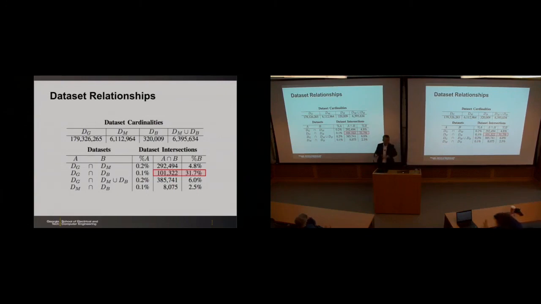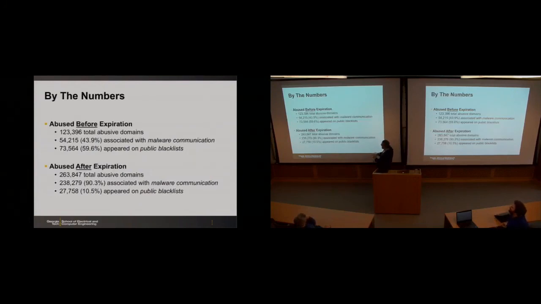And I'm almost out of time. Yes. And that's what we try to study in this paper. And because I'm running out of time, here we are. These were the numbers that were abused before expiration. This is the combination of the set of the malware and the public blacklist. And these were the numbers after the expiration. So you would expect that after expiration, that is a clear instance of something that was good and then expired. So that is something that is troublesome.